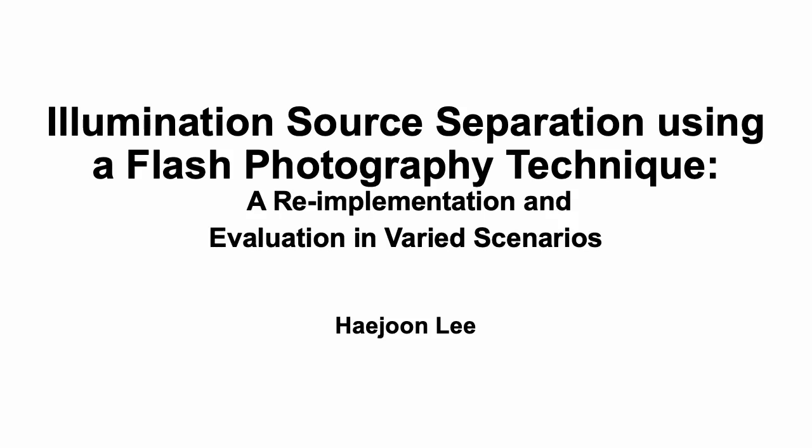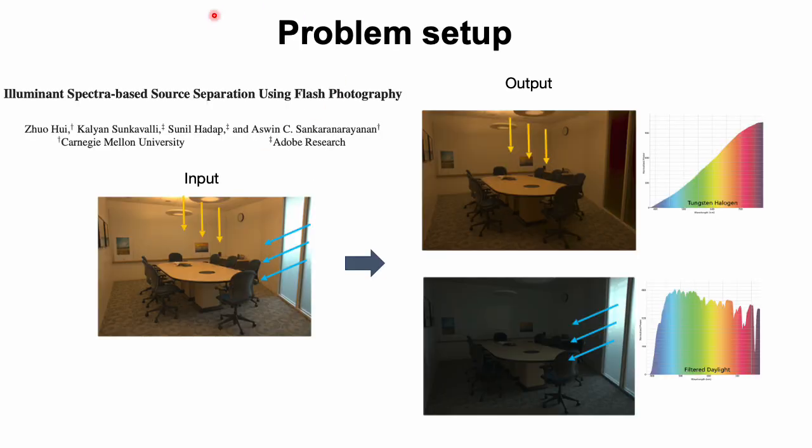Illumination source separation using a flash photography technique, re-implementation and evaluation in a variety of scenarios. Real-world lighting often consists of multiple illuminants with different spectra, as shown in the input image.